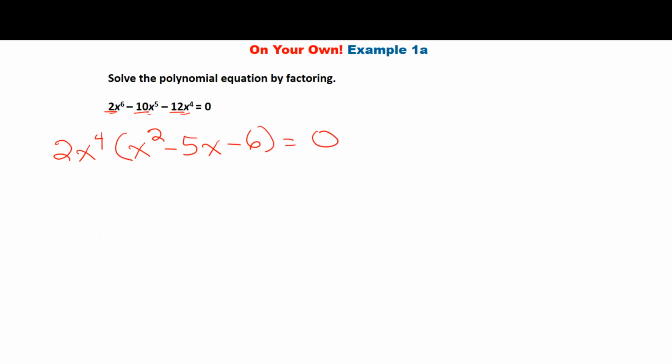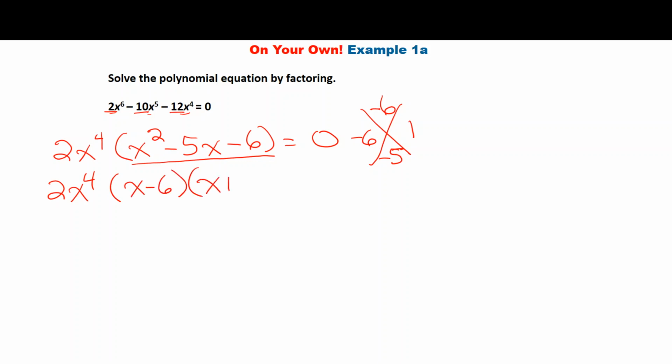Okay, well, I'm getting pretty close. I see that I could factor this one a little bit more. So I'm going to look at two numbers that multiply together to get negative 6 and add together to get negative 5. Well, I think that's going to be negative 6 times a positive 1. Negative 6 times 1 is negative 6, and negative 6 plus a positive 1 is negative 5. So I'm going to bring my 2x to the 4th down, x minus 6, and x plus 1.